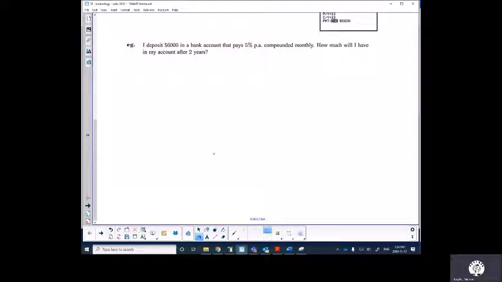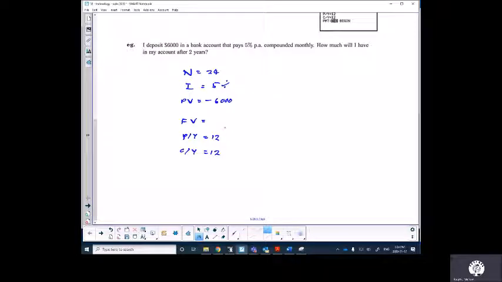See if I can write this here. So N was 24. The I, the interest rate, was 5%. The present value is the amount that we invested, so that was 6,000. The payment we're leaving blank, but the future value is what we're interested in, and the payments per year were 12, and the compounding per year is 12.